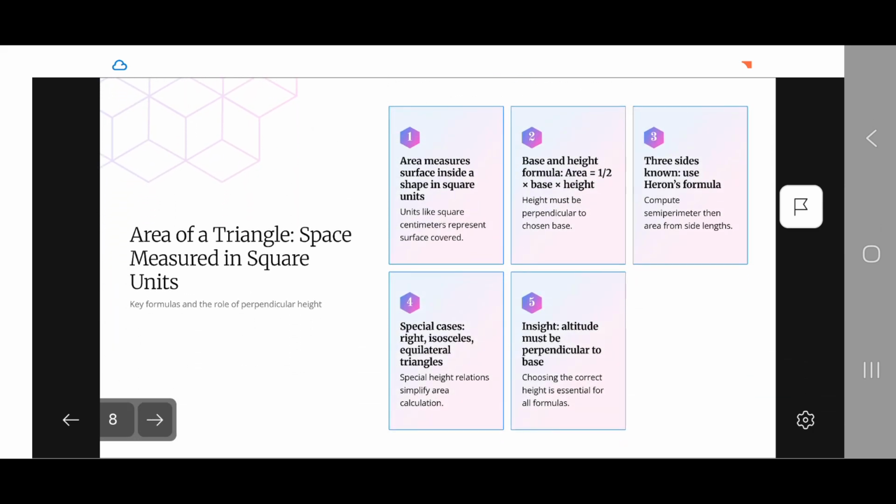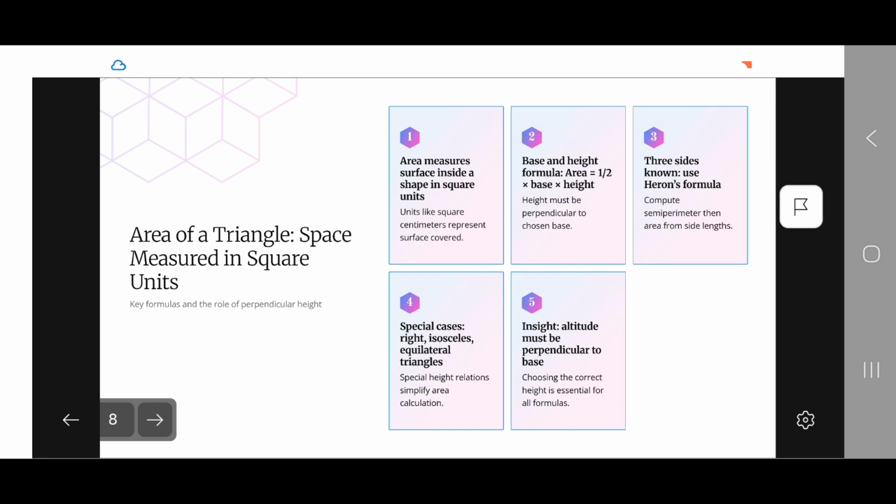So, area of a triangle, space measured in square units. One: area measures the surface inside a shape in square units, like square centimeters, which represent surface covered. Two: base times height formula. The area equals half times base times height. The height must be perpendicular to the chosen base.